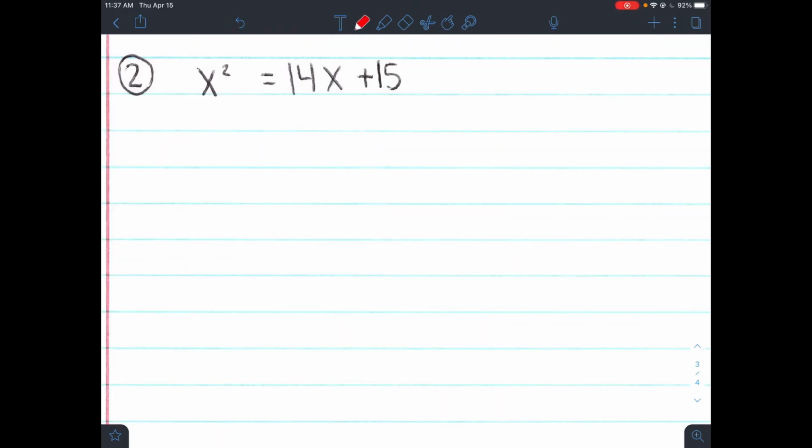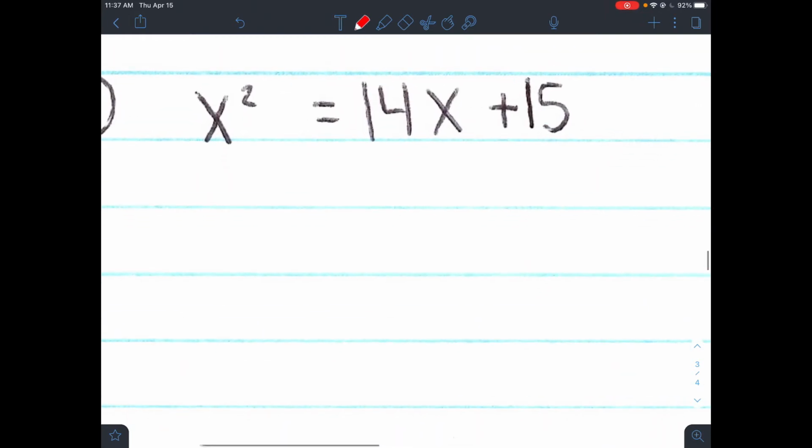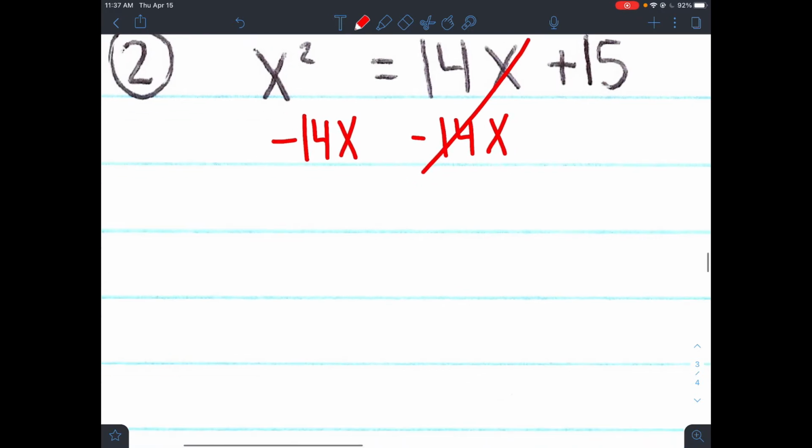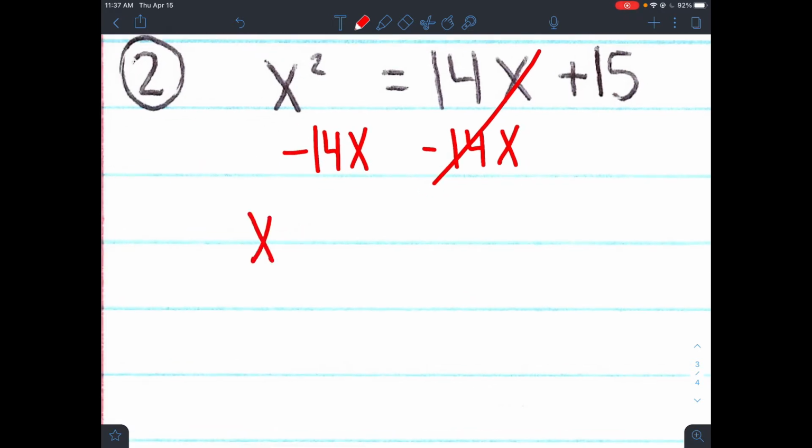Moving on to the second problem in the notes, we have x squared equals 14x plus 15. Now we are completing the square with this problem, so remember the very first step of completing the square is that you want all of your x values on the left side and all of your numbers on the right side. So the first thing we're going to have to do is subtract 14x and move it to the left. We want to keep x squared positive if possible. So we have x squared minus 14x equals positive 15.